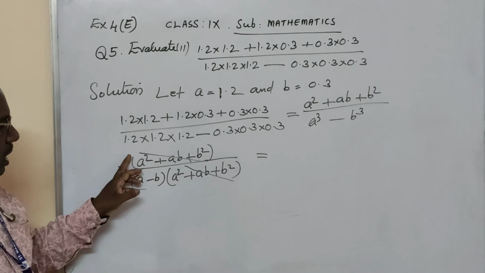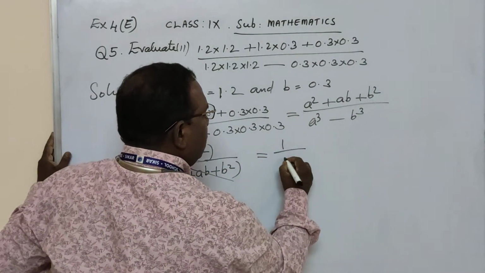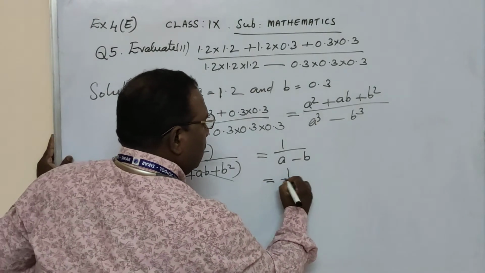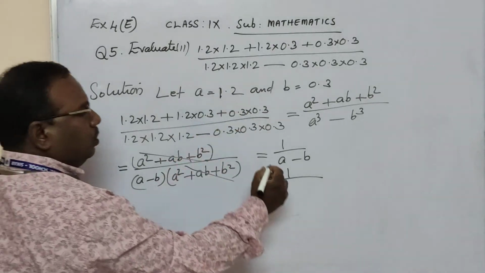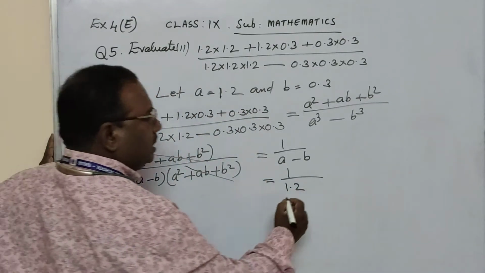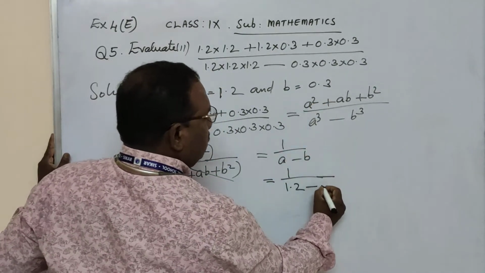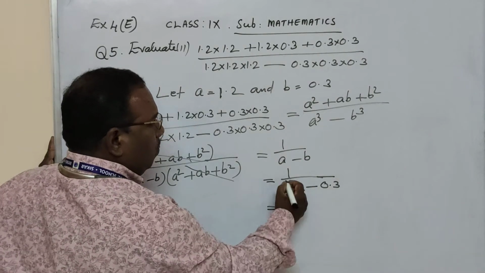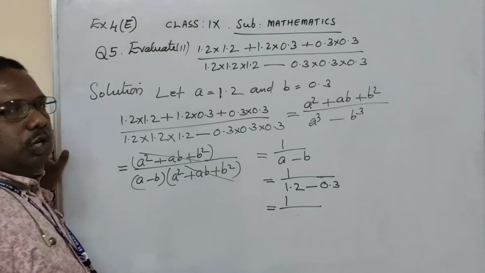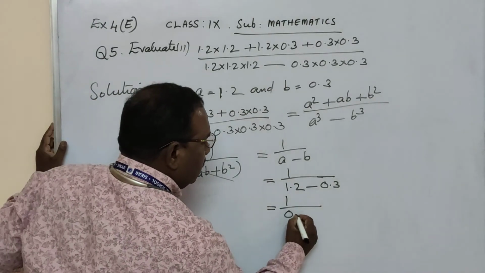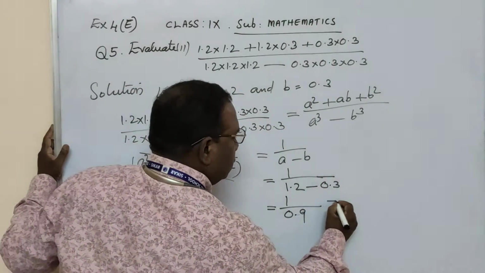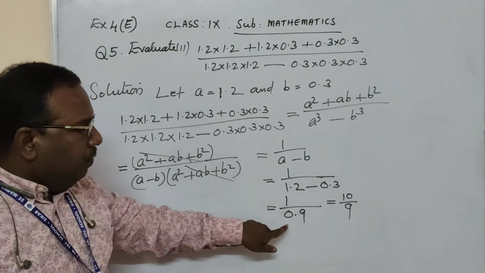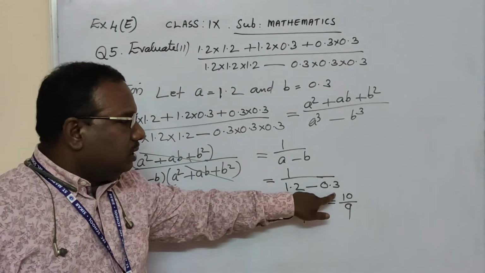After cancelling, you are getting 1 upon A minus B. This is equal to, what is A? A is 1.2 minus, what is B? 0.3. Okay? This is equal to 1 upon, after subtracting, you are getting 0.9. And this becomes 10 by 9. After removing the decimal point, you are getting it is 10 by 9.